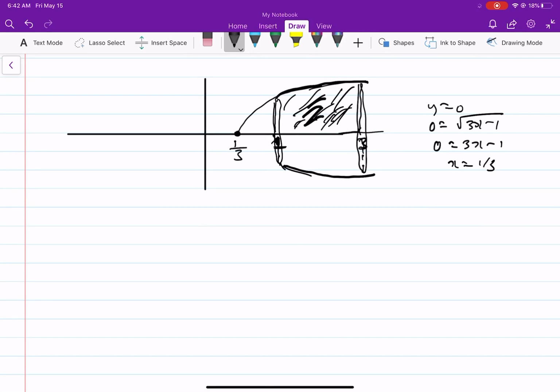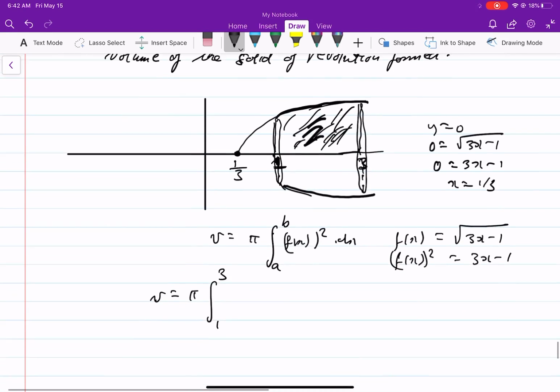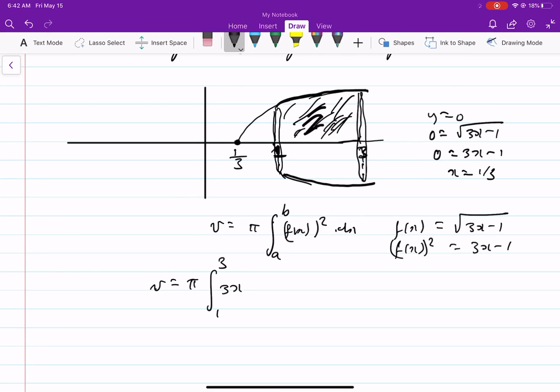Okay. Let's run it. Volume is equal to pi integral between a and b, f of x all squared, dx. We know that f of x is the root of 3x minus 1. f of x all squared is therefore, when you square that root, the root and the square disappear, you just get 3x minus 1. And therefore, the volume is equal to pi integral between 1 and 3 of just 3x minus 1 dx, which would be pi into, when you integrate 3x, you get 3x squared upon 2, minus you integrate 1, you get x, evaluated between 1 and 3.